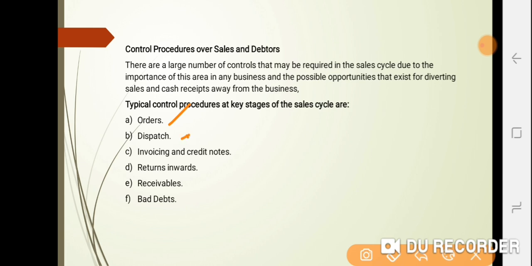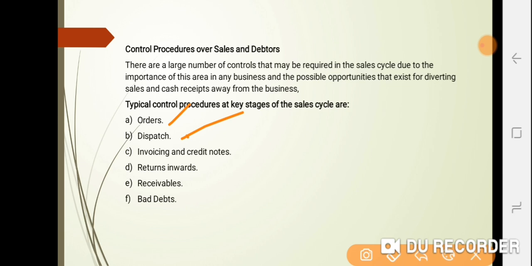Then we have dispatch. What procedures they have to follow while dispatching goods? Dispatch notes should be pre-numbered and a register kept of them to enable them to be matched with the related sales invoice and customer order. Dispatch notes should be authorized before goods leave the company. Regular checks should be made to ensure that all dispatches have been invoiced.